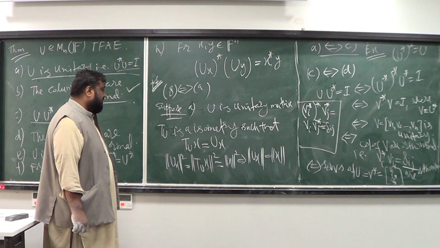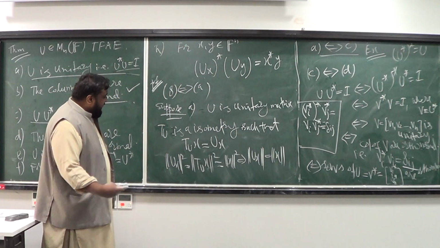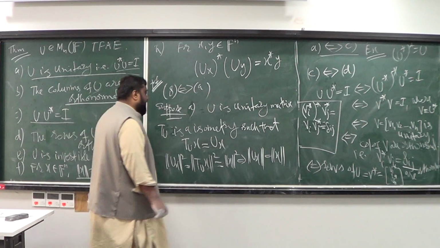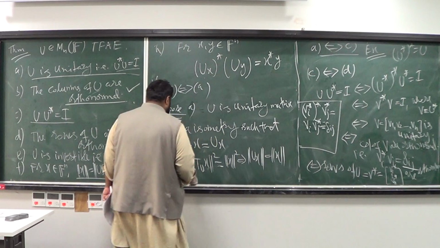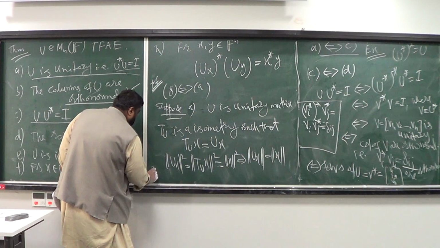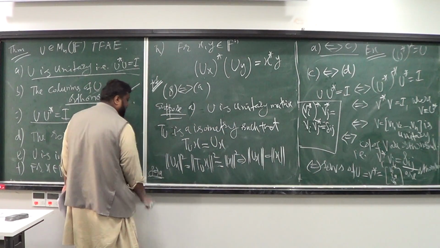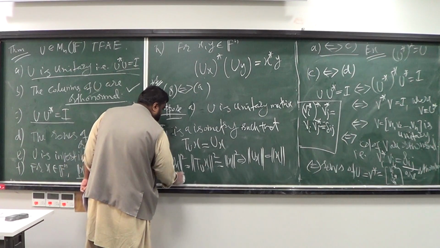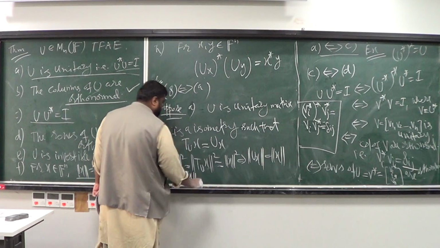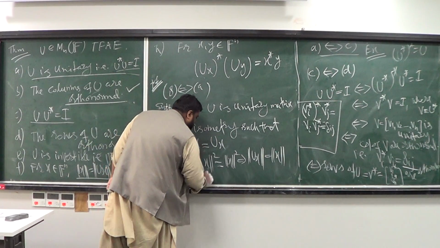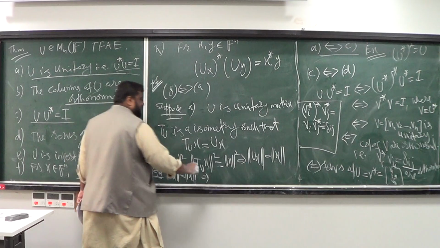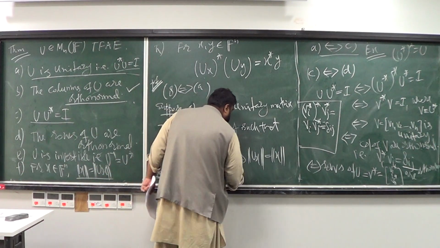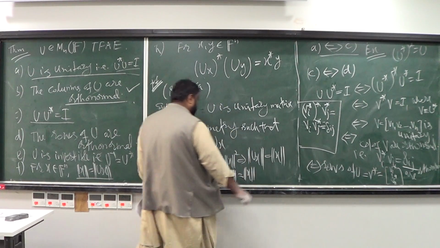Okay? And basically you can go the other way around in a similar manner. So if, for example, you want to do G implies A, then you're going to say that, okay, norm of Ux is equal to norm of x. But the Ux is same as Tux. So norm of Tux is equal to norm of x.